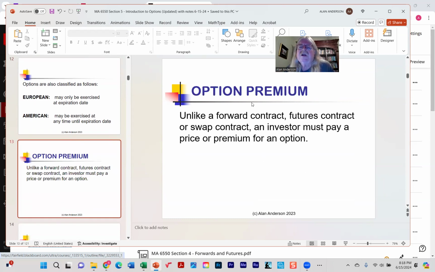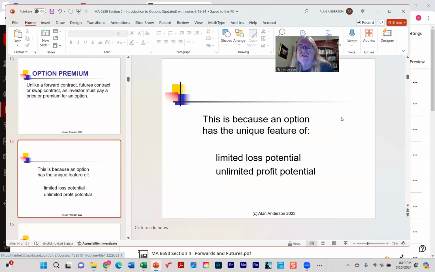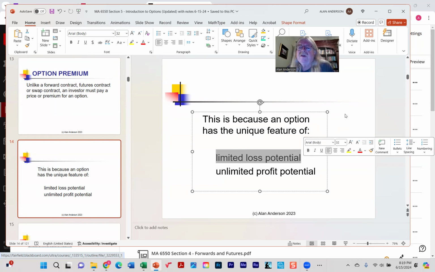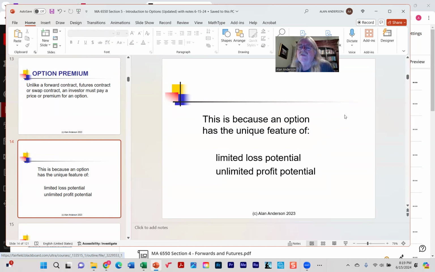Now, we mentioned this a few times. The price of an option is called the premium. And again, unlike these other derivatives, an investor has to actually pay for an option. And of course, here's why: with an option, there's a maximum amount you can lose, and there's no limit to how much you can make. Wow, that's a pretty sweet position to be in. The loss is limited to whatever you paid for that option. If I paid $10 for an option, I can never lose more than $10.